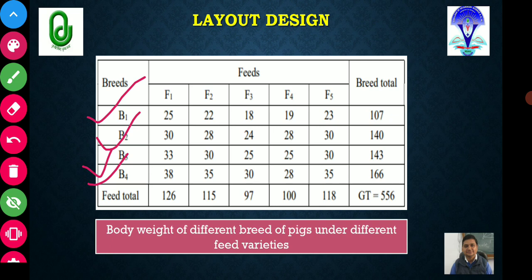Now why have I classified it into 4 breeds? Why have I classified, or how did we decide how many breeds or groups I should form? That should be equal to the number of replications for each treatment. So here you can see that F1 is feed 1. Feed 1 has been replicated 4 times. How many times? 4 times.